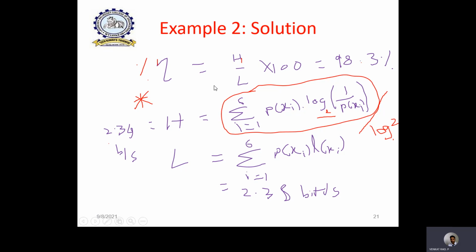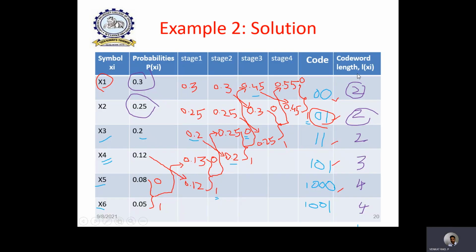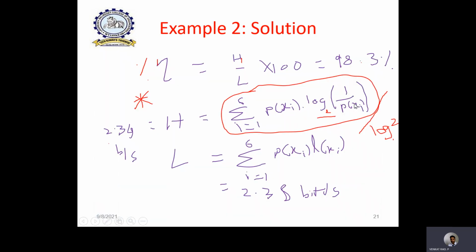Here the formula for coding efficiency is h by L into 100. If you know information theory concepts, you will know what h and L are, where h is the entropy and L is the average code word length. But here I am not going to explain these basic things. I am just here to explain how to identify the coding efficiency based on that formula from the Huffman coding procedure.